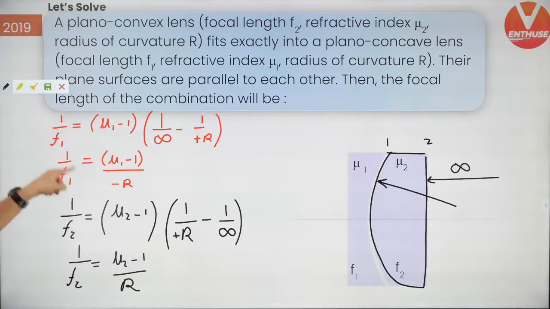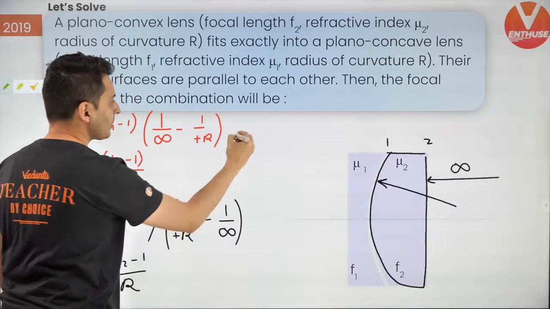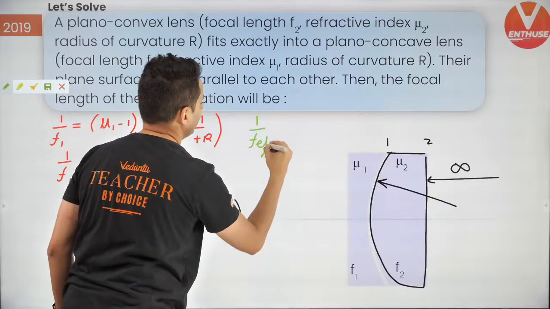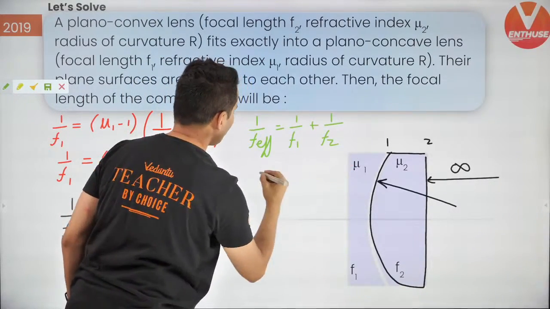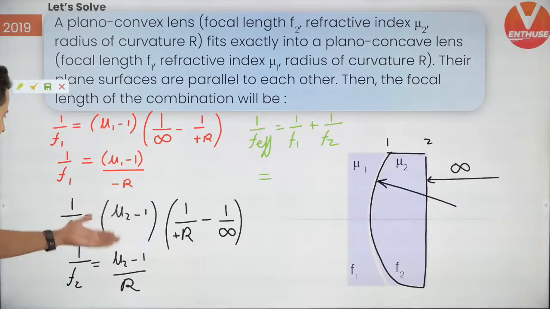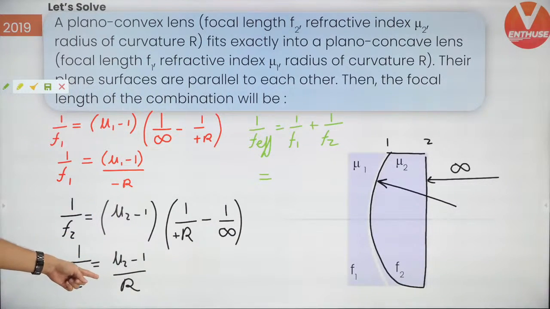Isn't that right? Okay, now what is the last step remaining? Add them to get the effective focal length. So 1 by f effective is 1 by f1 plus 1 by f2. So mentally add this, or if you want, you just add it as it is over here.